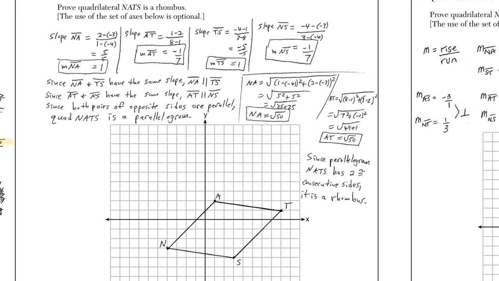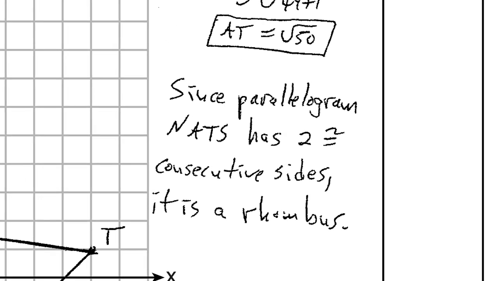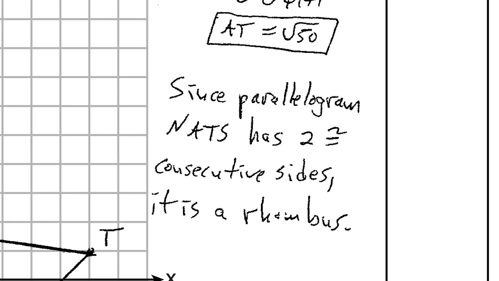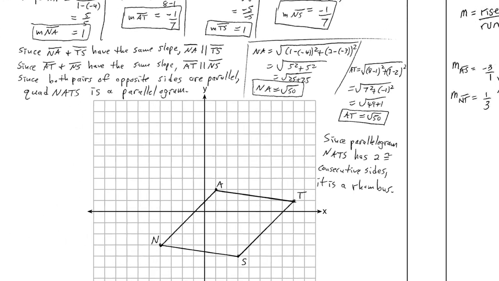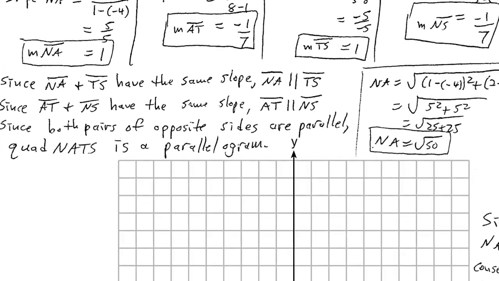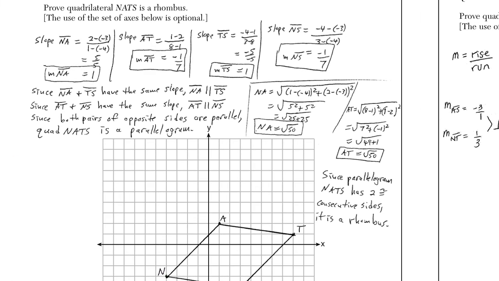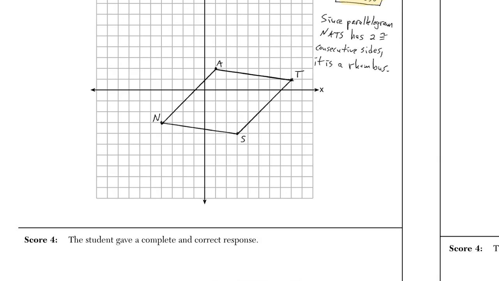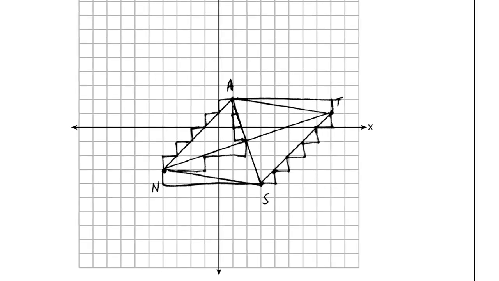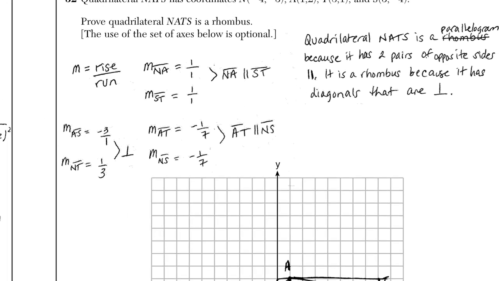Let's take another look. I'm going to draw my attention to the end, and it says since parallelogram NAST has 2 congruent consecutive sides, it is a rhombus. They first proved that this is a parallelogram, and I know that they did this when I look right here. It looks like they got opposite sides are parallel, and then they've got 2 consecutive sides. That's all you need to do to prove that this is a rhombus, and they've got a complete and correct response.